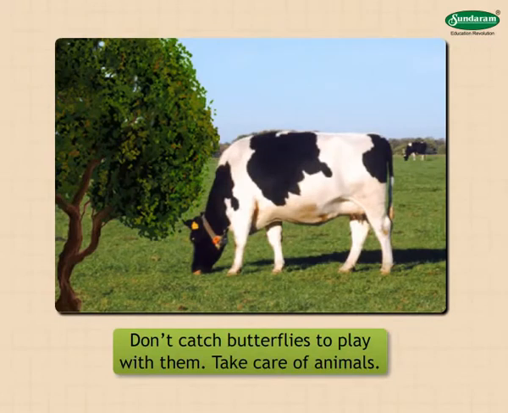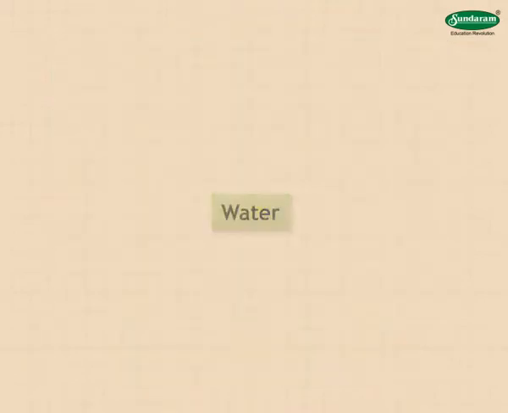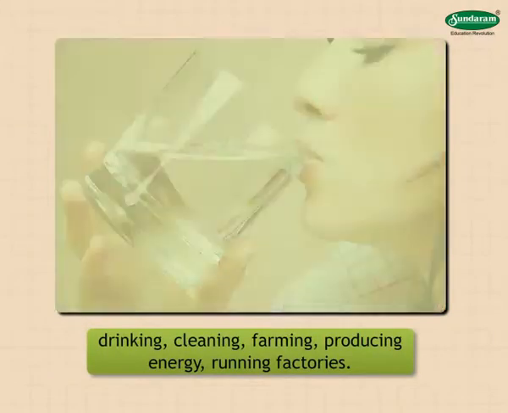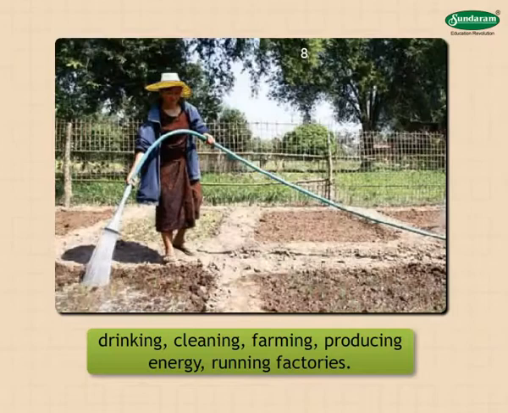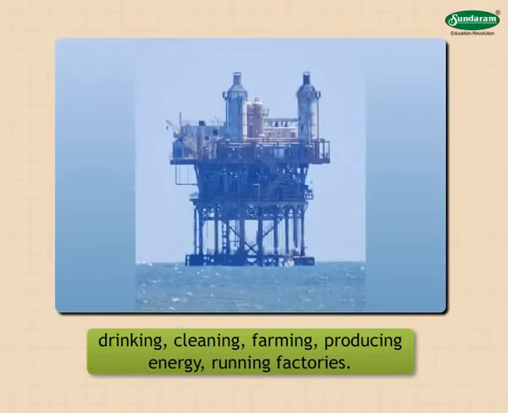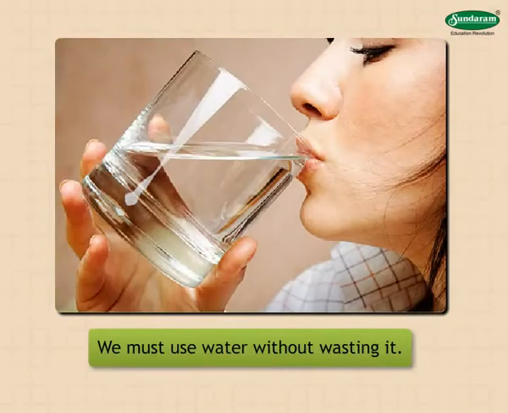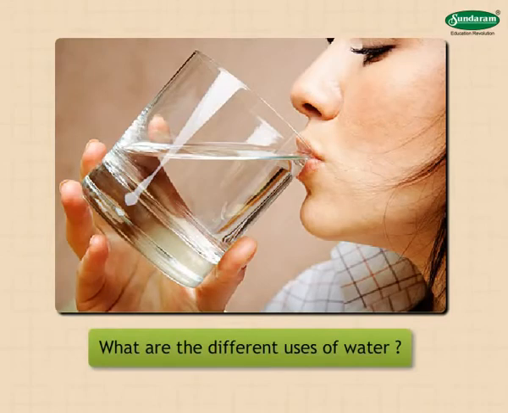Now, let us study about the non-living natural resources. Water. Water is necessary for all living things to survive. We need water for drinking, cleaning, farming, producing energy, and running factories. We must use water without wasting it. What are the different uses of water?